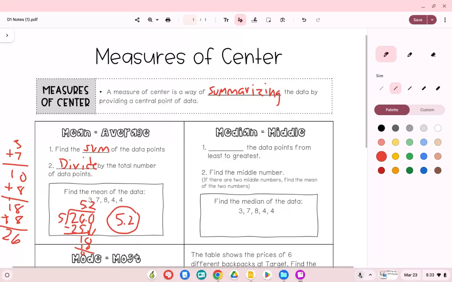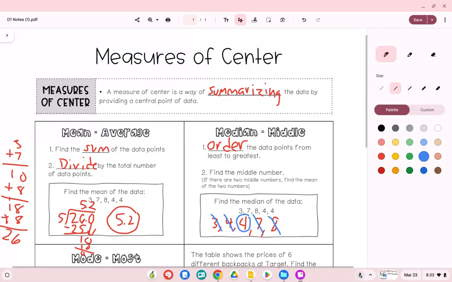But in order to find the exact middle, we are going to first order the data points from least to greatest. So let me do that down here. I'm going to start with 3, then 4, 4, 7, 8. And then you find the middle number. I like to cross off the outer ones. So those are the outer ones. Then work your way in, and you can see 4 is in the middle. And then sometimes there's 2 middle numbers. So in that case, you just find the average or the mean of the 2 numbers. I think there will be an example of that down below.